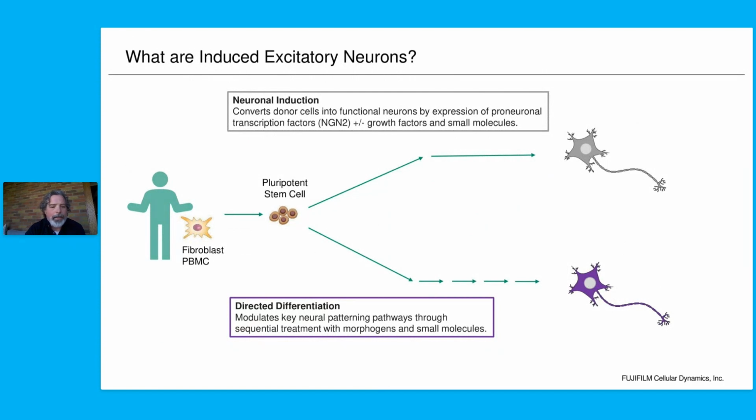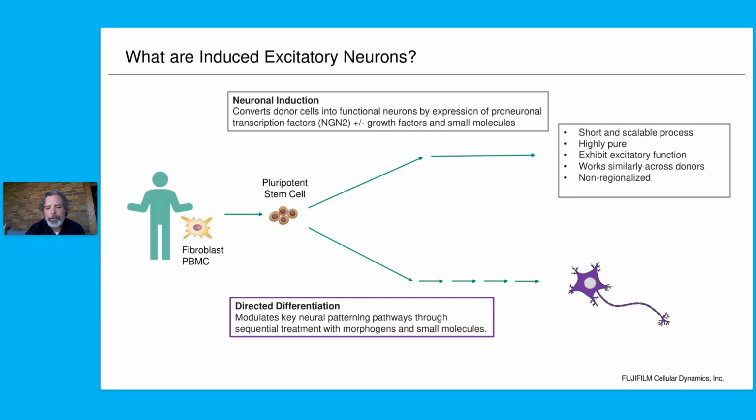On the other hand, on the top, we've got neural induction, and this method uses transcription-based approaches to differentiate iPSCs into neurons. So through the overexpression of transcription factors, in the case of induced excitatory neurons, NGN2 overexpression, and then this can be done with and without growth factors or small molecules, depending on the protocol or the cell type that you're looking to derive. But some of the benefits of using neural induction or transcription-based approaches is that it can really help shorten the time to getting iPSC to neural differentiation. And it should work similarly across donors, which then relates to the scalability of the process working well across different donors. It produces a highly pure product that is functional.